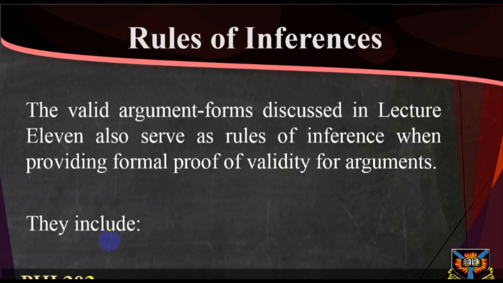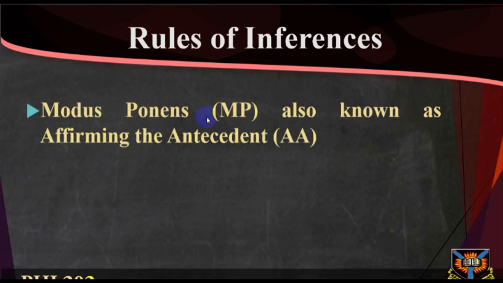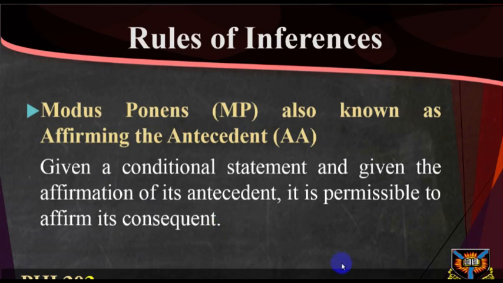Number 1. Modus ponens, known as MP, also known as affirming the antecedent, AA. If P, then Q. P, therefore Q. Given a conditional statement and given the affirmation of its antecedent, it is permissible to affirm its consequent.